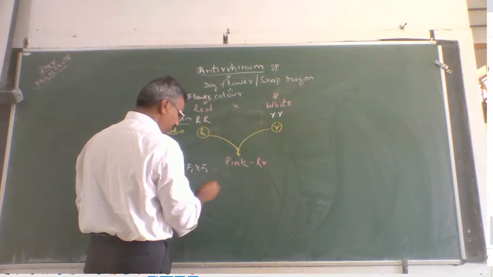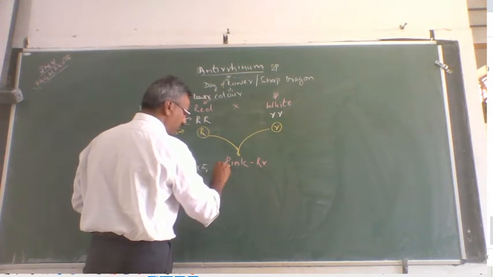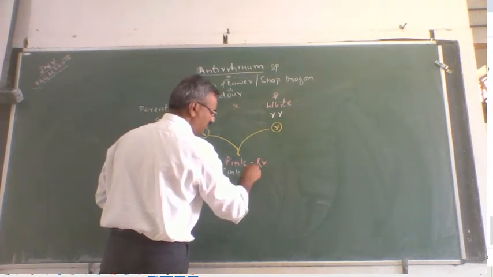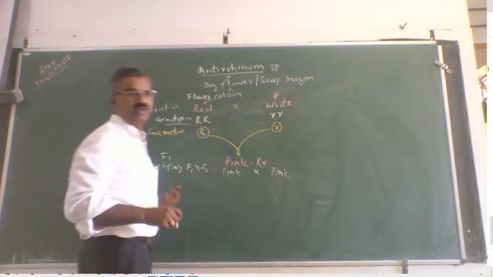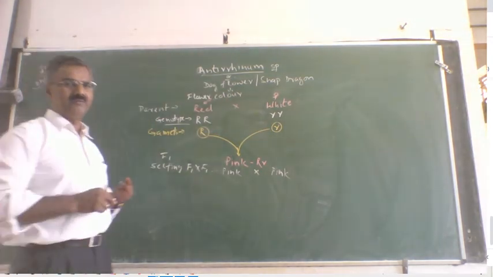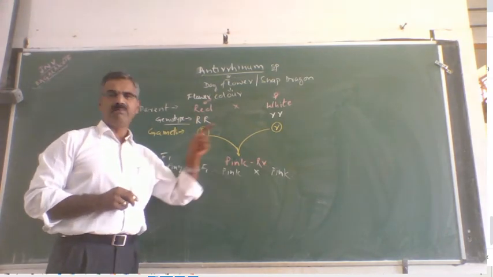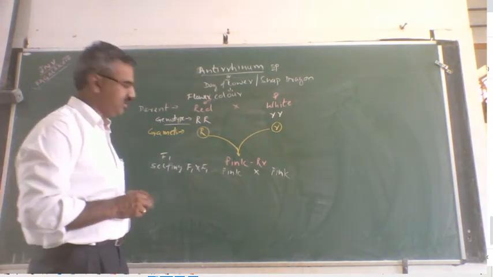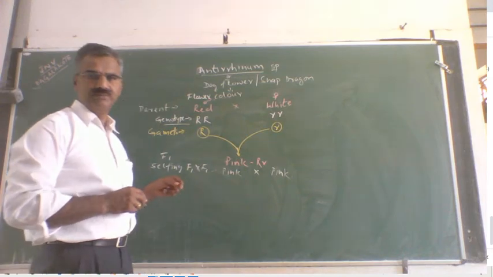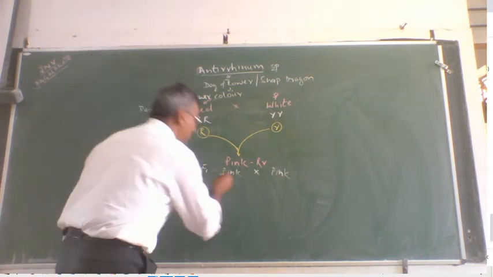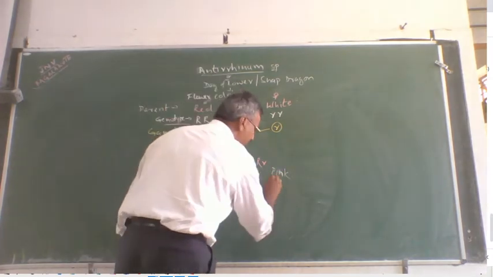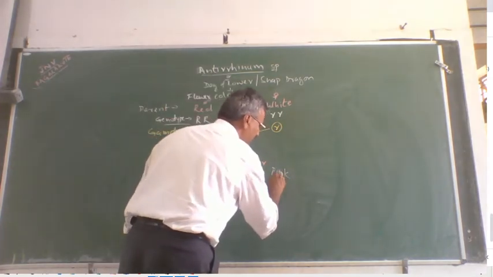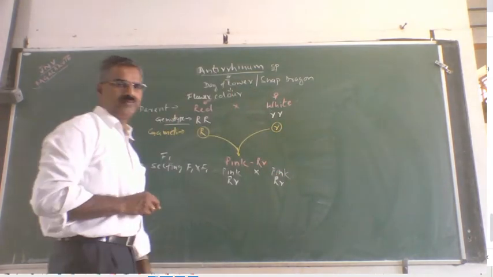What is the genotype of that? So the pink plant was crossed with the pink plant in this case. F1 into F1. The plant with pink flower was crossed with the plant with pink flower. What is the genotype of this pink flower? Capital R, small r. Very good. What about this? Capital R, small r. Good.